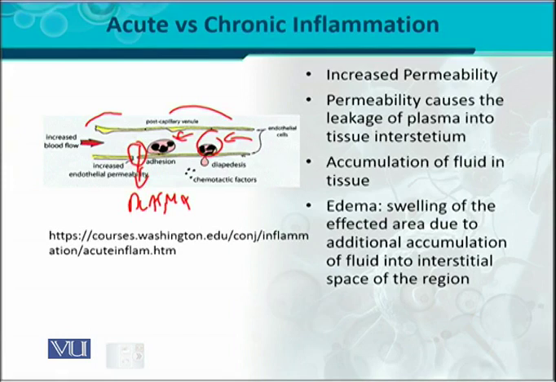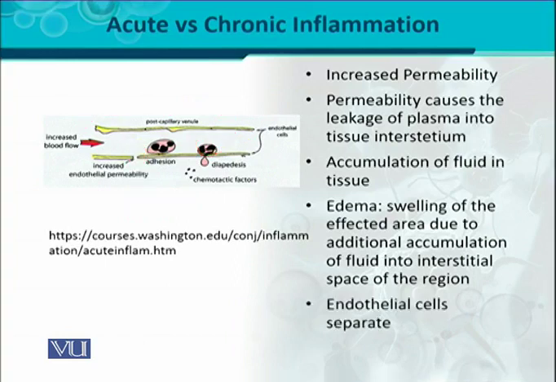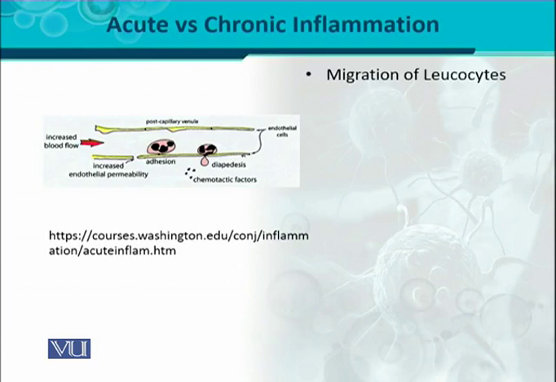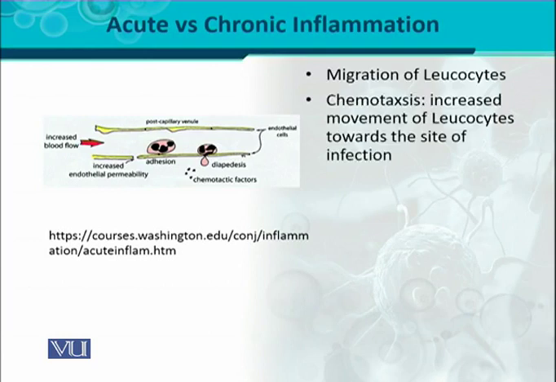That is very important. Okay, next, as a result, there is another important thing: edema would be there, or endothelial cells, they are going to separate out in order to leak that fluid. Then the migration of the leukocytes. Chemotaxis is a process by which the leukocyte moves toward the site of the inflammatory process.